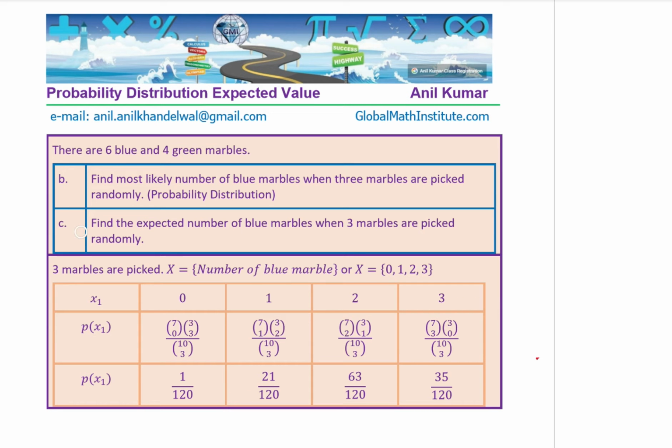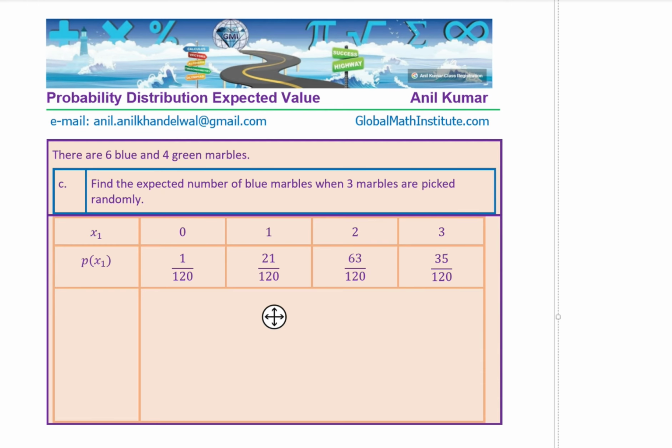Now let's look into part C, which is: find the expected number of blue marbles when three marbles are picked randomly. So out of three, how many do you expect as blue? Definitely they are more than 50%, so out of three it has to be more than 1.5, to give you a rough idea. How do we calculate this? We just found the probability for getting no blue is 1 out of 120, for getting 1 it is 21 over 120, for getting 2 it is 63 over 120, and for 3 it is 35 over 120.